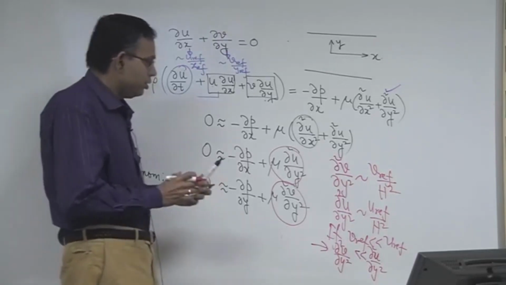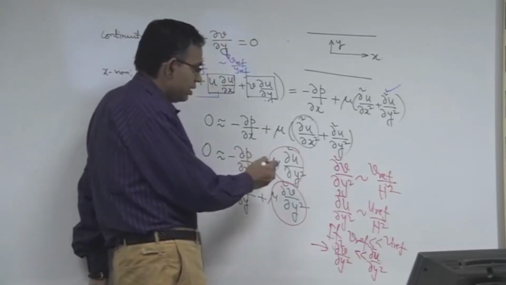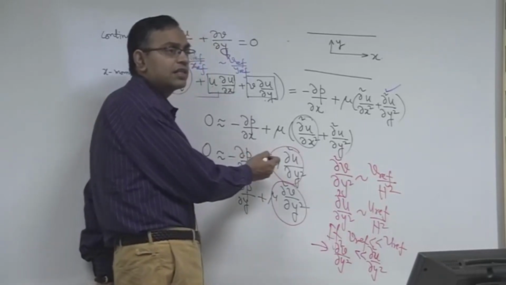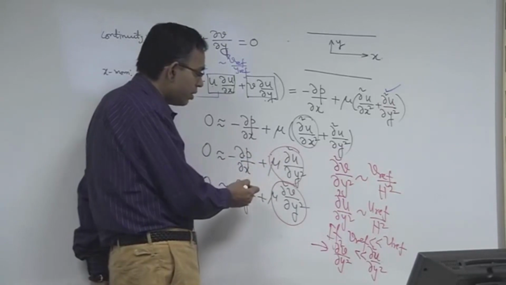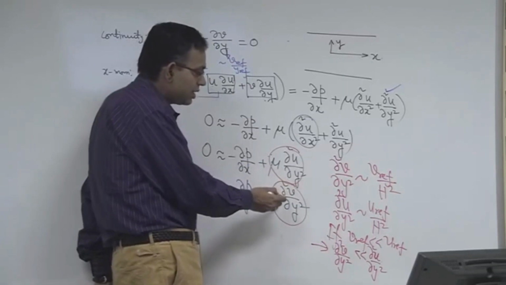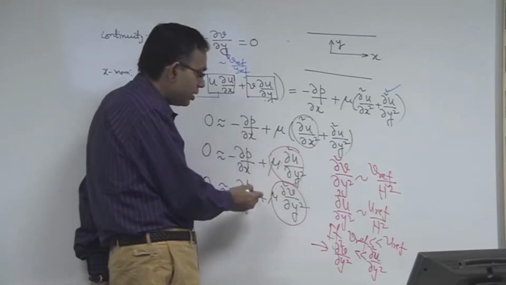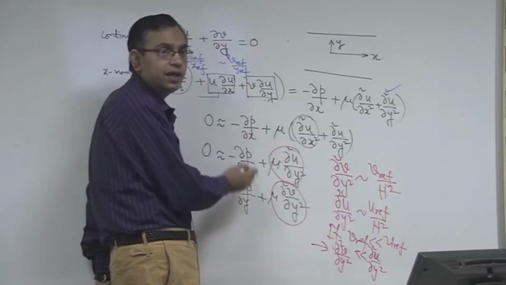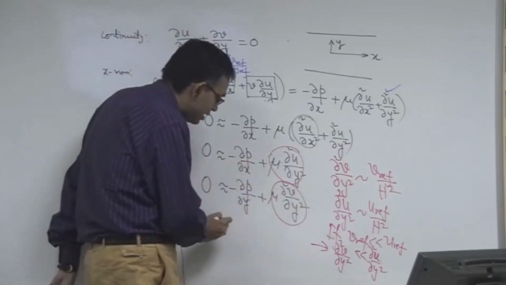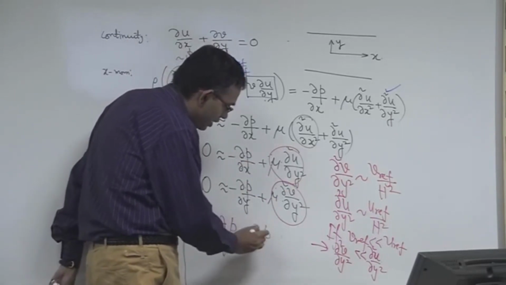So now apply a logic. You have these two equations. In this equation the pressure gradient term is being balanced by the viscous term. In this equation also the pressure gradient term is being balanced by the viscous term, but the viscous term in the second equation is much less than the viscous term in the first equation. Therefore the pressure gradient term in the second equation must be much less than the pressure gradient term in the first equation. So this analysis implicates that del p del y is much less than del p del x.